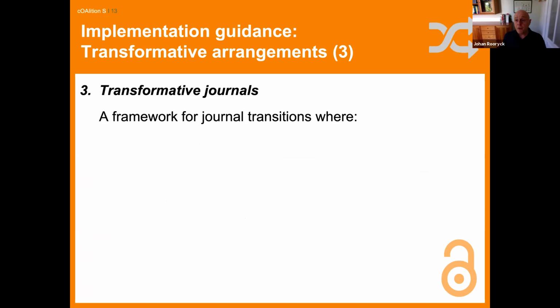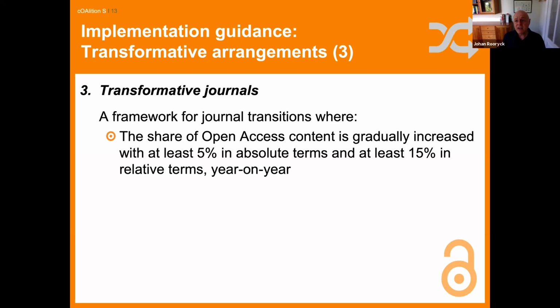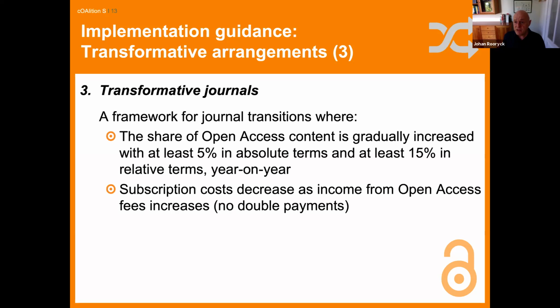All right, now the third transformative arrangement may be the most controversial. That's the transformative journal route. This is basically our way of addressing hybrid journals for the big publishers. Namely, this is a framework for journal transitions where we ask that the share of open access is steadily increased year on year, but with hard figures, 5% in absolute terms and 15% in relative terms. Also, the subscription costs have to decrease, of course, over that same period. We don't want to pay twice.